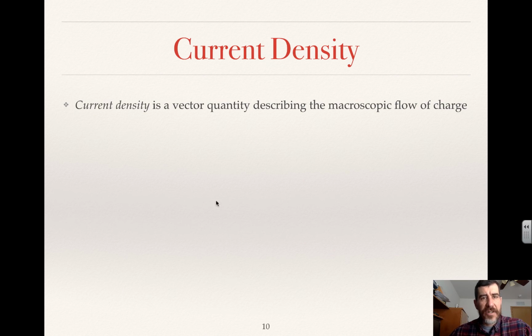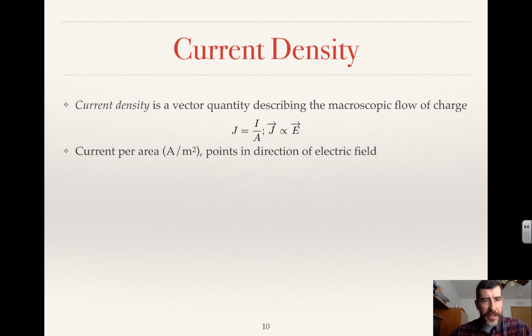So we can define a vector though, and the vector is called current density. Current density is a vector quantity describing the macroscopic flow of charge. And current density, which we're going to use a J to stand for, I guess because it comes after I maybe, I don't know. But J, the current density, is current divided by a cross-sectional area. And current density is proportional to the electric field you apply. So the units are going to be, well, if current is in amps, area is in square meters, so it's amps per square meter. It's going to point in the direction of the electric field.